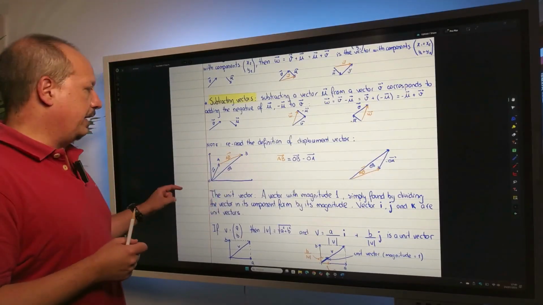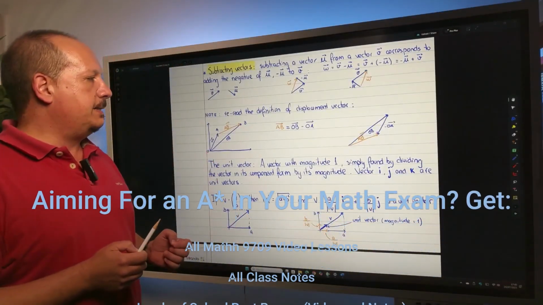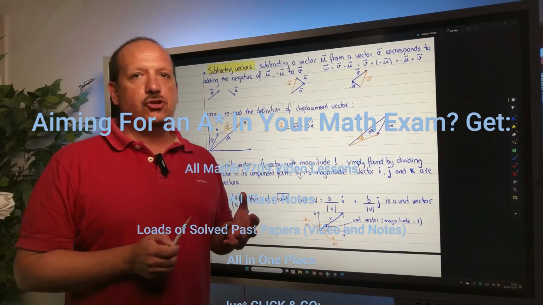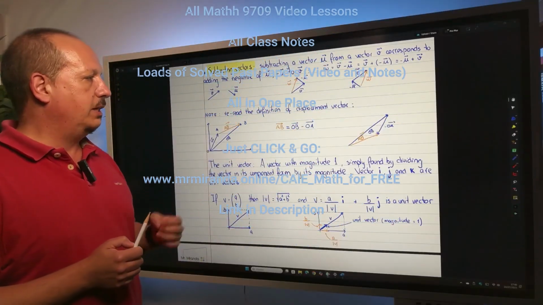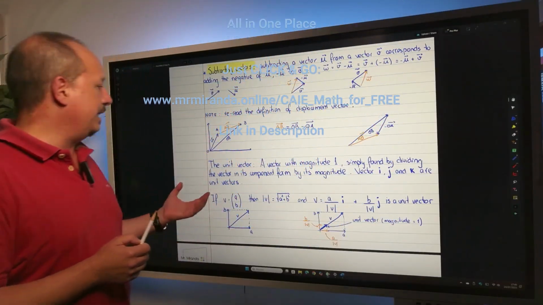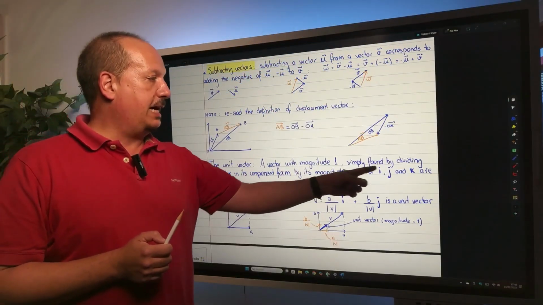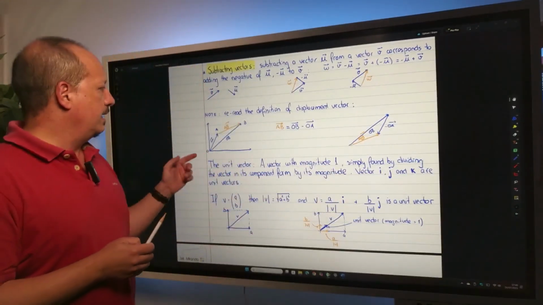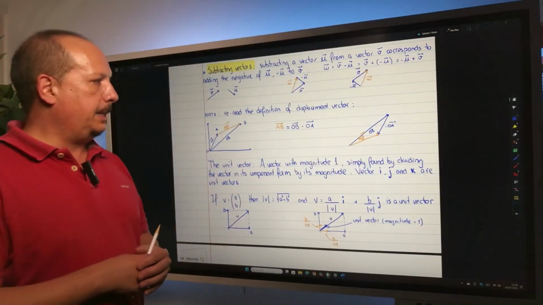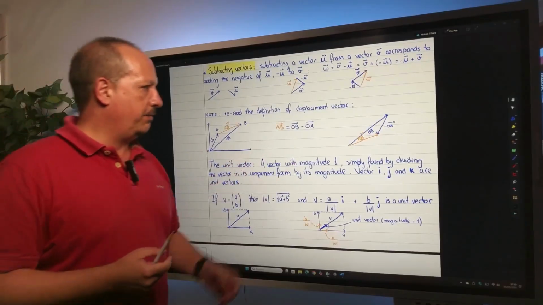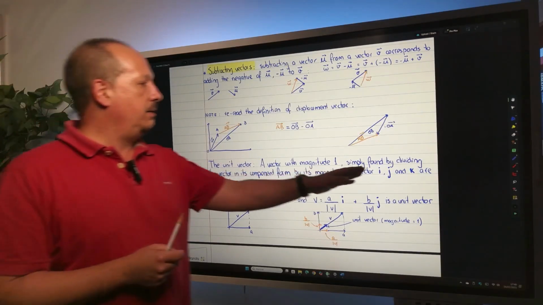Let's revisit the unit vector. The unit vector is a vector with magnitude 1, as I mentioned before. And if you don't know the magnitude, you can simply find the unit vector by dividing the vector in its component form by its magnitude. The vectors i, j, and k represent the unit vectors in 3 dimensions, which we don't use here in Math A-Levels. But anyway, you have there the letter that represents that. And these are the unit vectors.